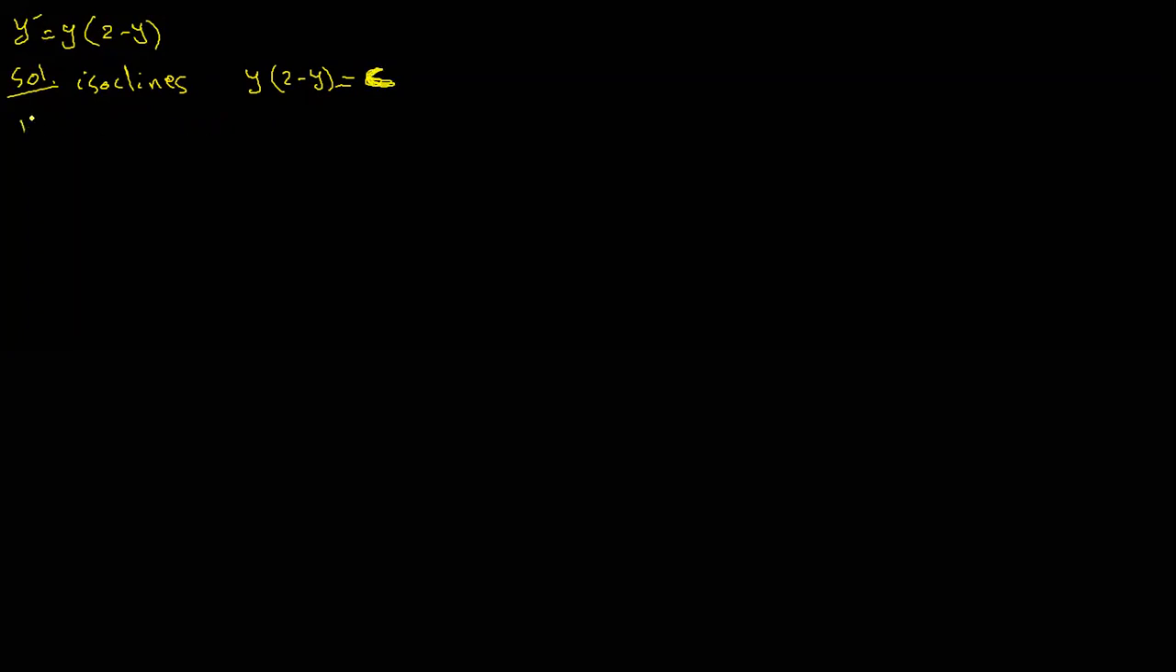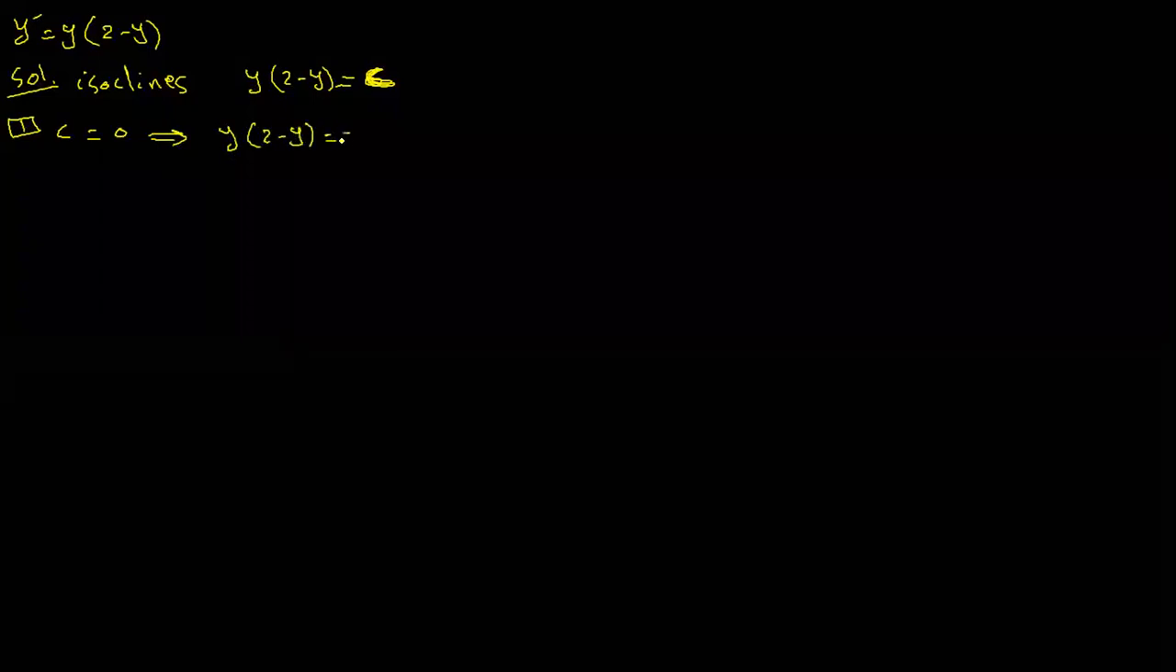First thing, I'm going to choose my C to be 0 to draw the first isocline. That will give me y times (2 minus y) equals 0. From this, I can say maybe my y is 0, the first isocline, or my y is 2. Am I right here? If I have any product equal to 0, that means maybe the first one is 0 or the second one is 0.